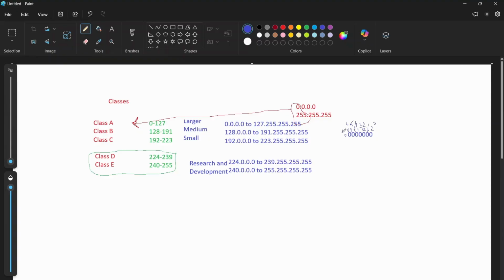If everything is 0 here, 8 zeros, what value do you get if you follow the process of converting from binary to decimal? 2 power 0 means 1, 2 power 1 means 2, then 4, 8, 16, 32, 64, 128. You guys are already aware of this.